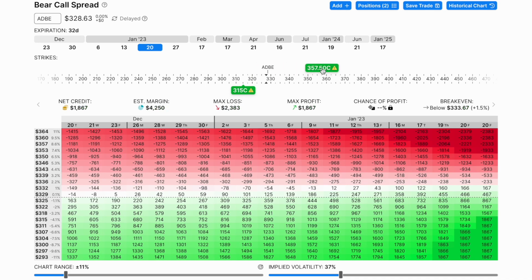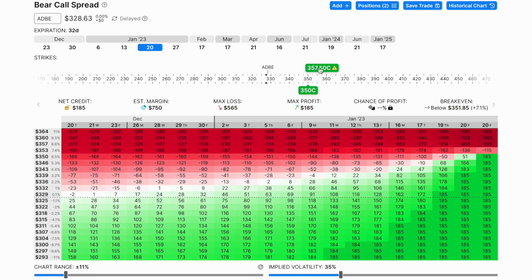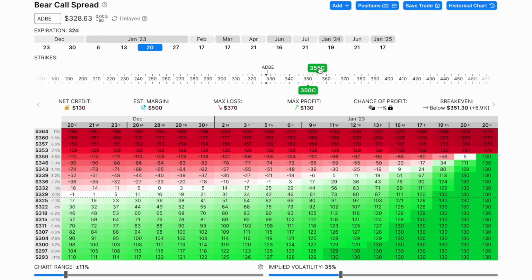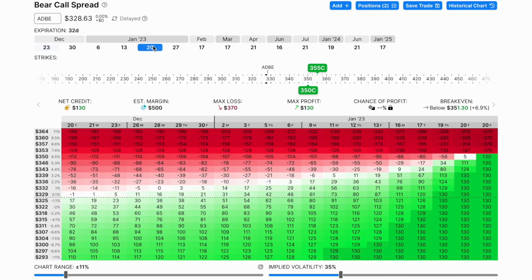What you're going to do is two things. You're going to sell a call and you're going to buy a call. In this example, I'll walk through a couple of strike prices and walk you through the scenarios. First, you're going to need to pick your expiration. You could do an expiration 4 days from now, but you won't collect much premium. In my opinion, what I like doing is about 1 month out. So January 20th, about 32 days out from now.